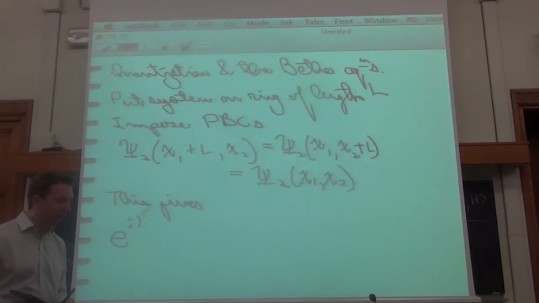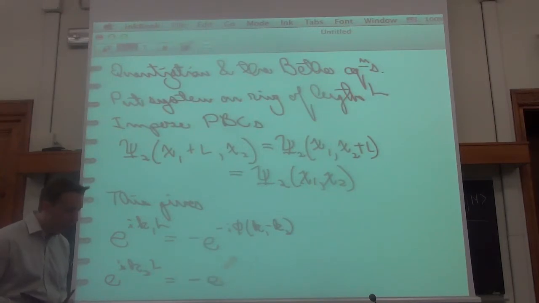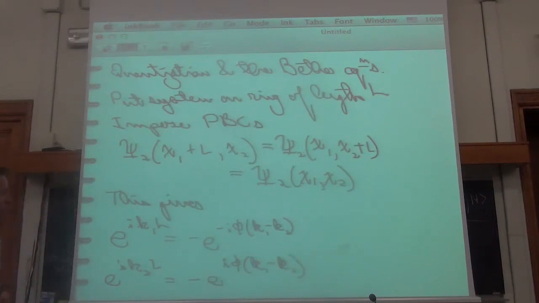If you have e^{ik1}, now it goes through the system, so e^{ik1L}. This thing here is going to have to be equal to e to the minus i phi of k1 minus k2. And similarly, e^{ik2L} will have to be equal to minus e^{i phi(k1 minus k2)}. Okay, so what's the picture of this?